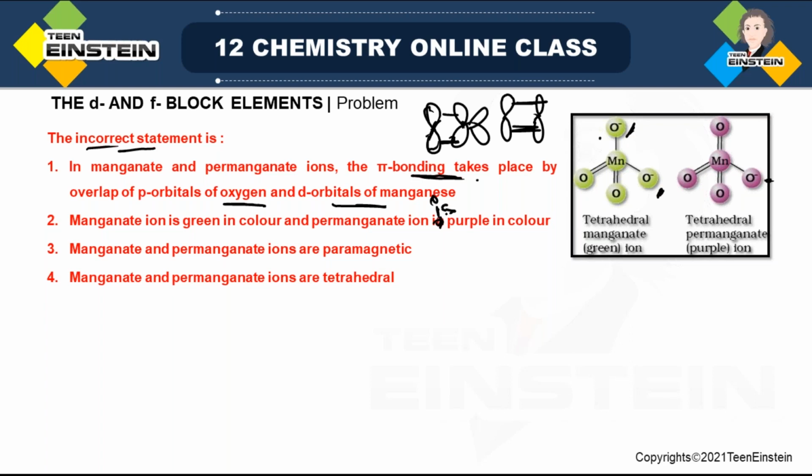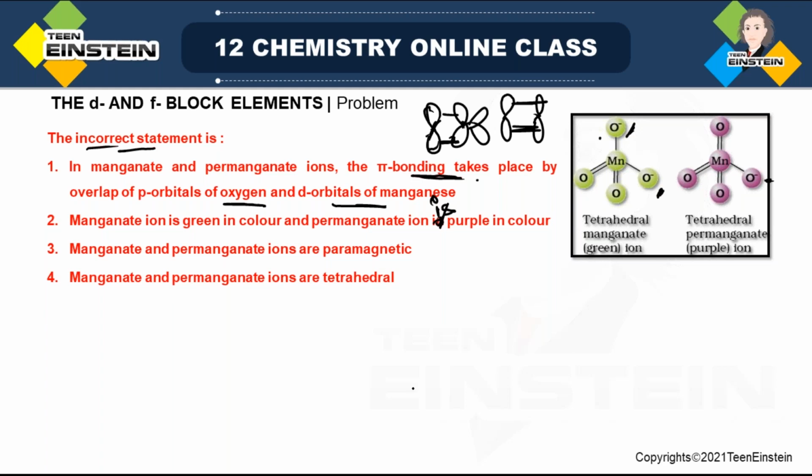Now this is also true. Though a picture is given here, this is a memory-based statement that you have to remember, otherwise it is not possible to always remember the color. This is also correct. The third statement is: manganate and permanganate ions are paramagnetic. Now how do we understand whether a particular compound is paramagnetic? It is because of the presence of unpaired electrons. If there is an unpaired electron, it will be paramagnetic, but if there is no unpaired electron, it will not be paramagnetic.